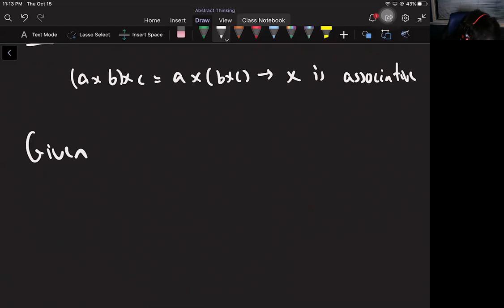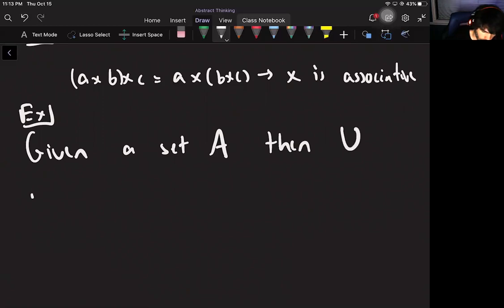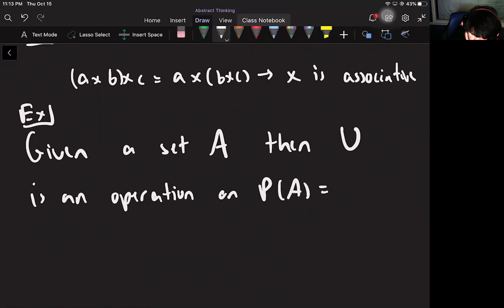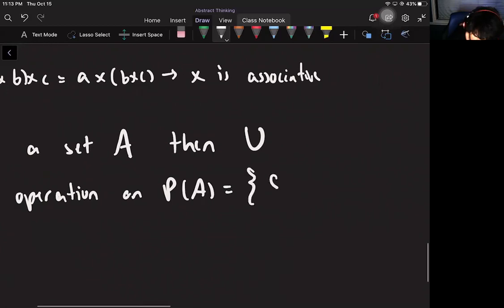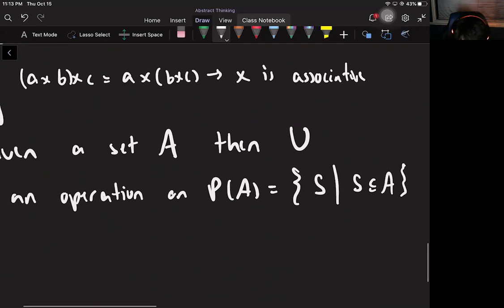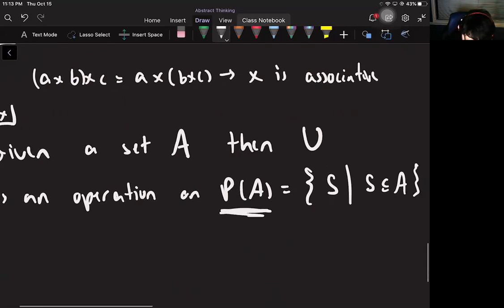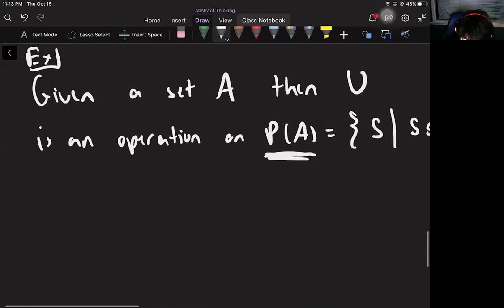Okay, that's more thinky stuff. So let's do another example that has nothing to do with numbers. And now we can use this extra jargon. So given a set A, then union is an operation, but on what? On the power set of A. So remember what this is. This is the set of all subsets of A.